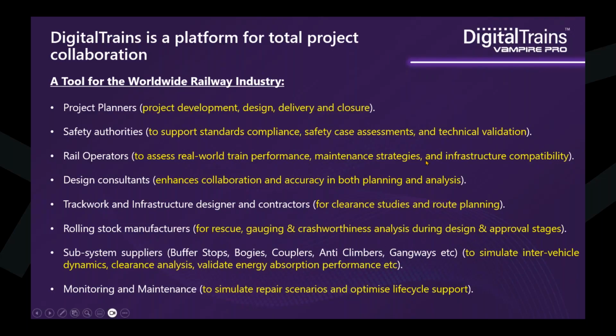So for example, if we start at the top, project planners could use Digital Trains to evaluate options to meet project goals, such as scoping different route alternatives, estimating energy consumption from the train and travel times up and down a route. Safety authorities could use it to support standard compliance, safety case assessment and technical validation. Rail operators could use the tool to assess real-world train performance, maintenance strategies and infrastructure compatibility.